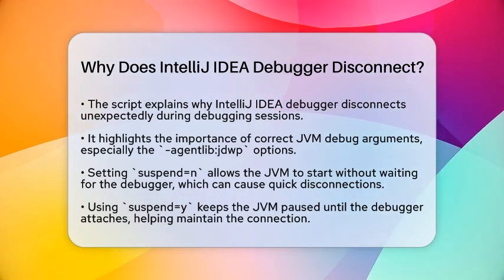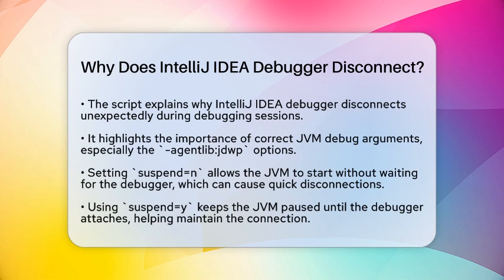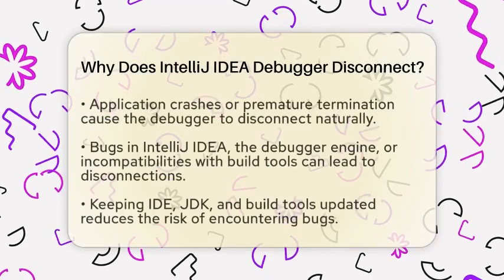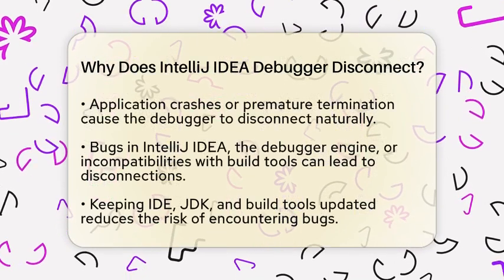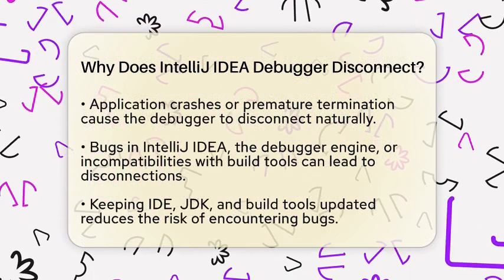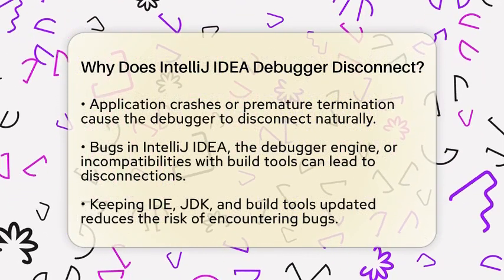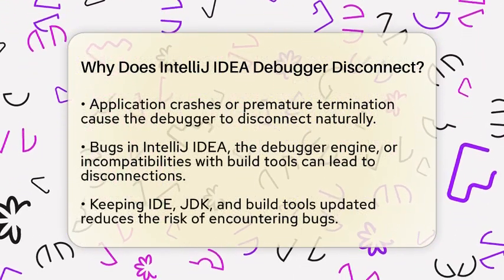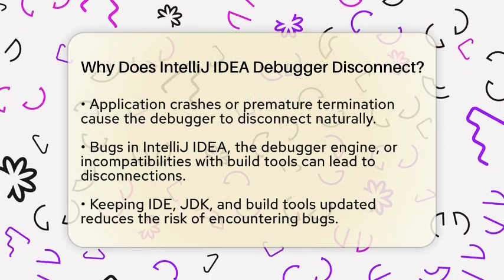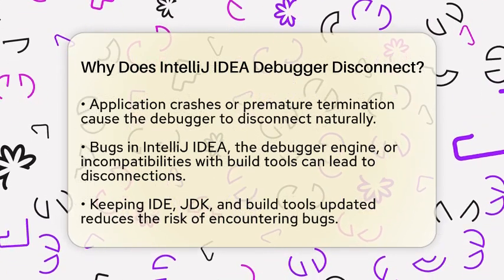If you set the suspend parameter to n, the JVM won't wait for the debugger to connect and might close the debug port after starting, causing the debugger to disconnect quickly. On the other hand, if you set suspend=y, the JVM pauses until the debugger attaches, keeping the session alive longer. Misconfiguring these options is a frequent reason for disconnections.